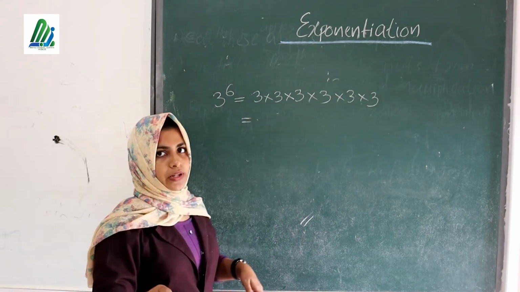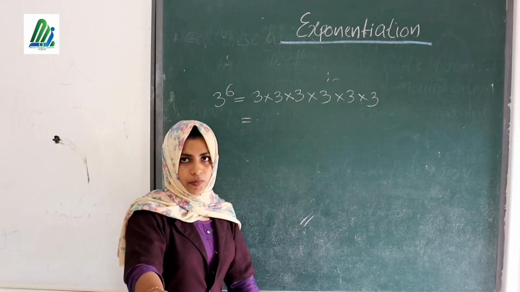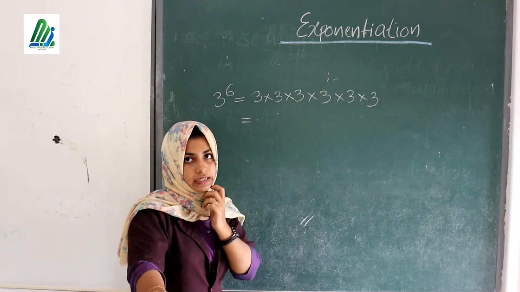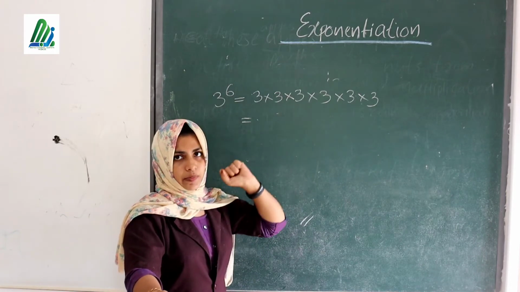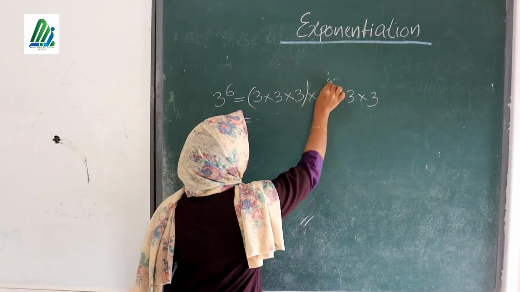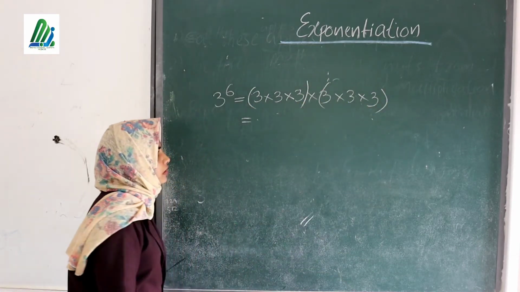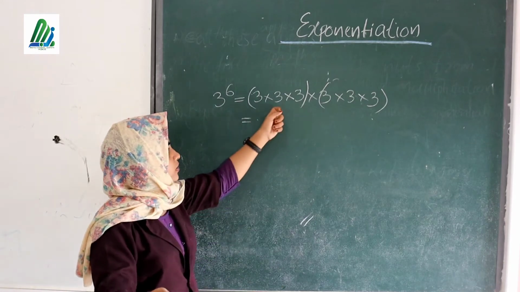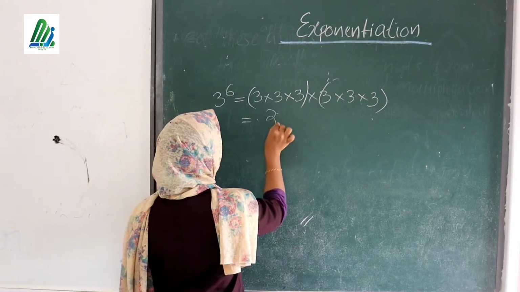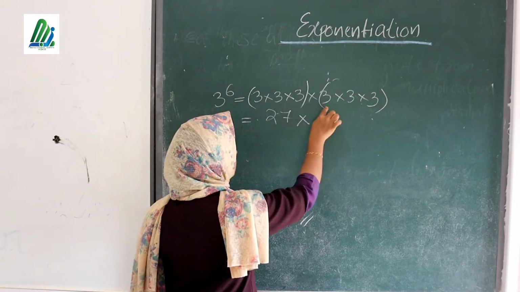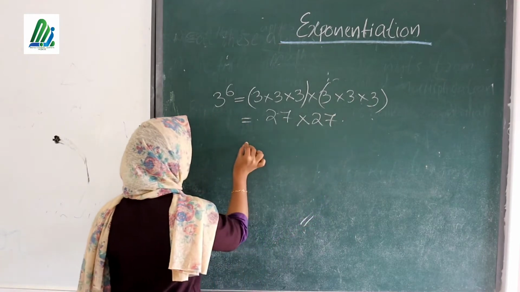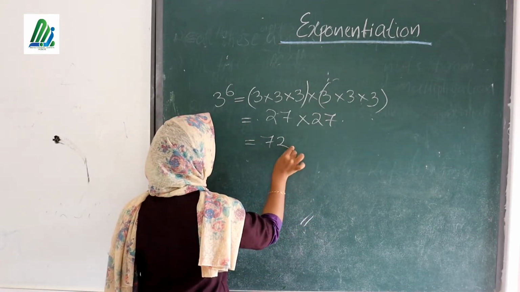Instead of computing the powers one after another as above, and also instead of multiplying one by one, let's take 3 at a time. Here we just bracket 3 at a time. So 3 into 3, 9, 9 into 3, 27. So 27 into 27, we get 729.